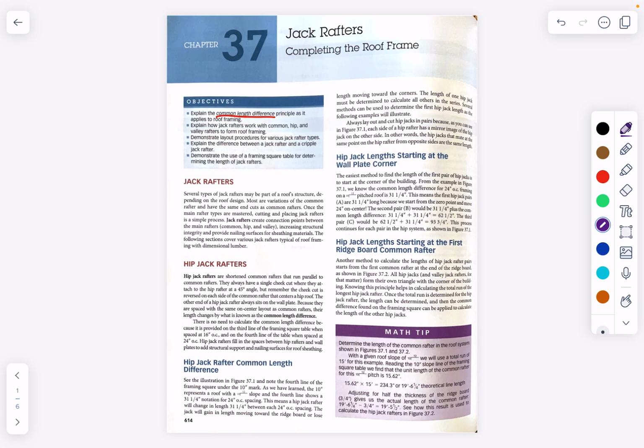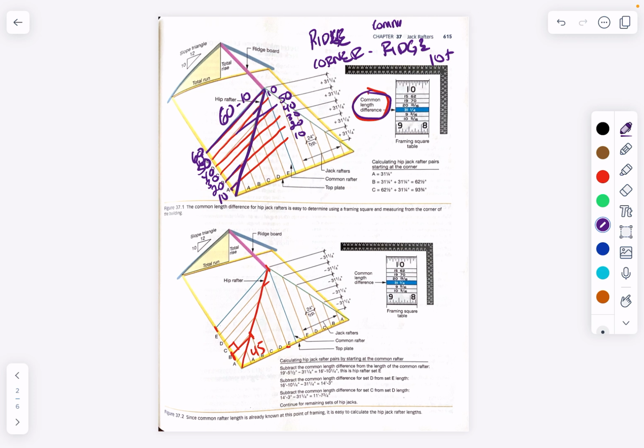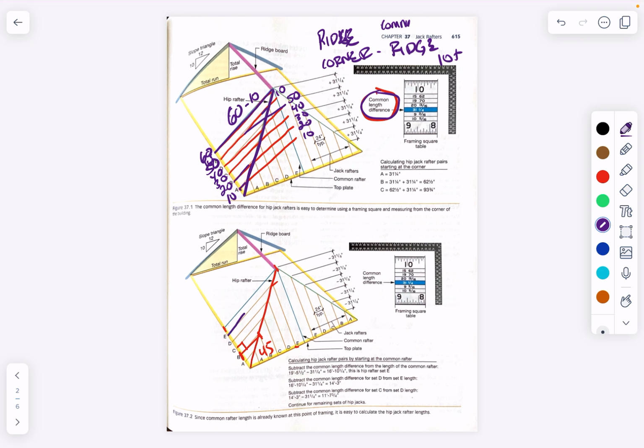You can look at it here in an actual word definition. So how do we find this information? The first thing we need to find, in order to figure out the length of the jacks, is the length of the common.